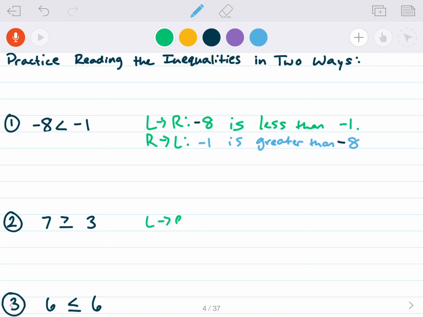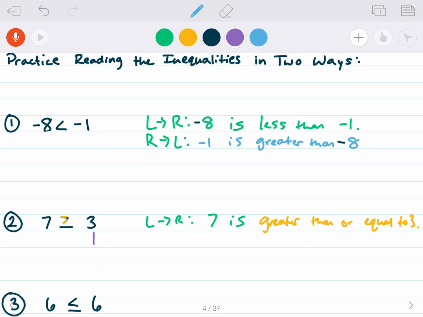Okay, let's do the next one. So from left to right, start at our leftmost number, that's 7. So 7 is, we run into an open mouth, so that's greater than, or, because of the line underneath, equal to. So 7 is greater than or equal to 3. Now it's not equal to 3, but that's where the or comes in. Either one of those statements can be true. Either 7 is greater than, or it could be equal to. One of those, but in this case it's greater than, right? Okay, so that's from left to right.